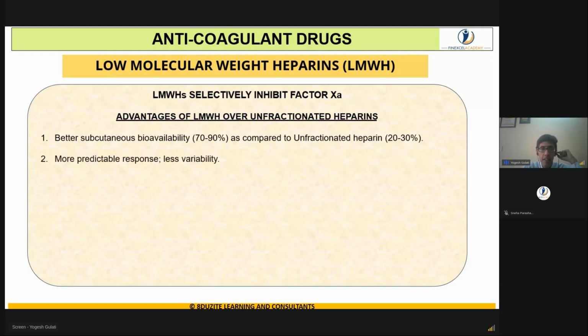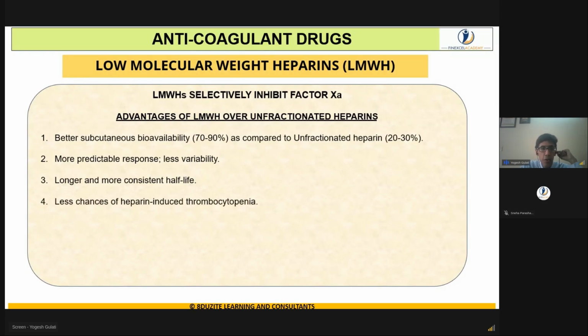Okay, the other advantage is that there is more predictable response, less variability. So suddenly the level goes up, the chances of bleeding increases. That doesn't happen that much in low molecular weight heparin because it is a more predictable response and there are lesser chances of bleeding. Third, it has a longer and more consistent half-life. So better availability, more predictable response, longer and more consistent half-life.